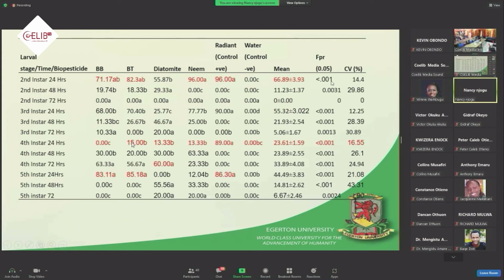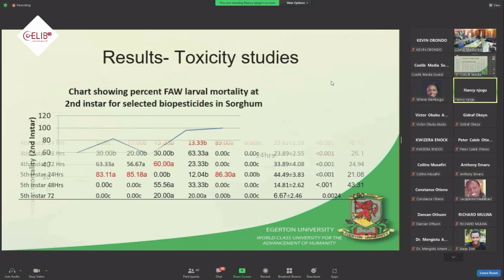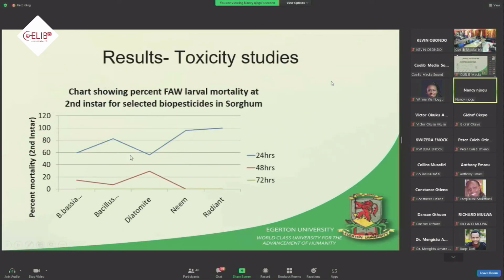What can also be noted here is that the fourth instar larvae were very difficult to control. But also interesting is that the fifth instar larvae were also easily controlled just within 24 hours. So for toxicity, this is clearly seen. The blue line here indicates that the second instar larvae are easily controlled within 24 hours.